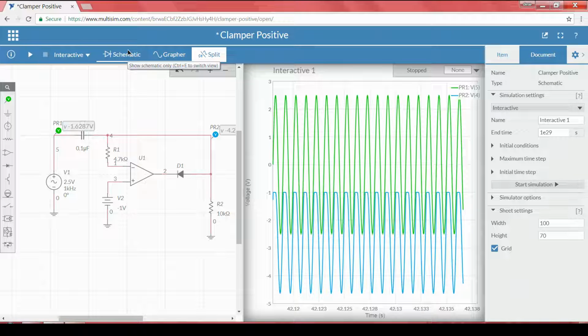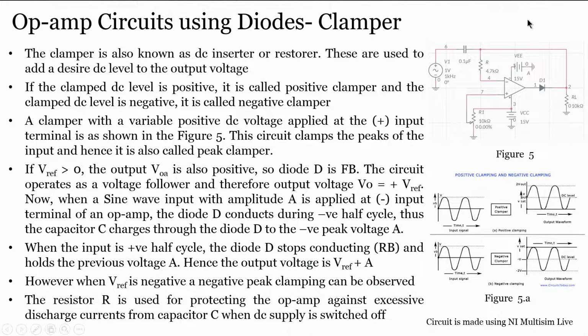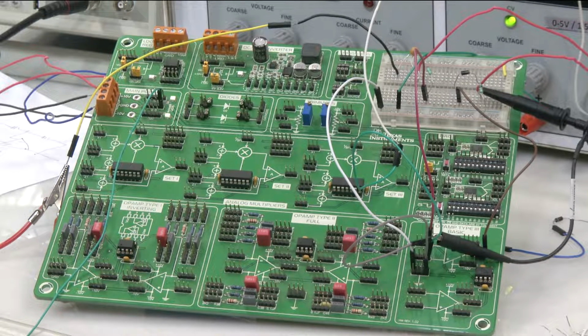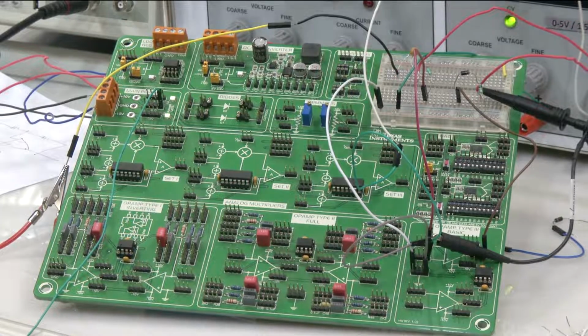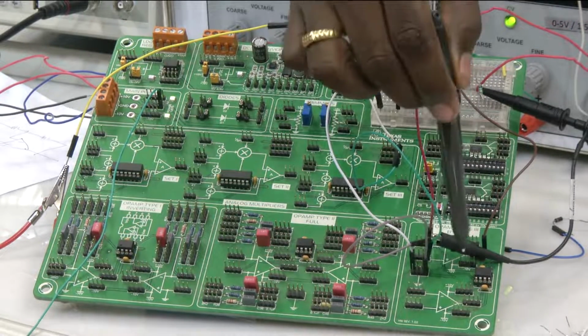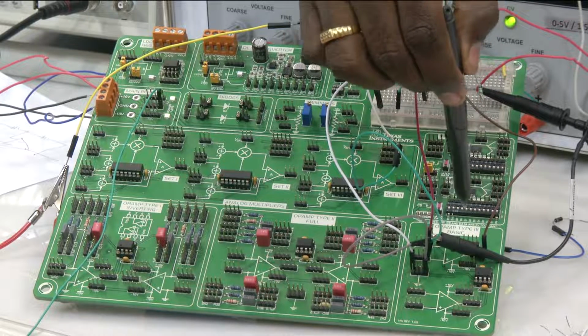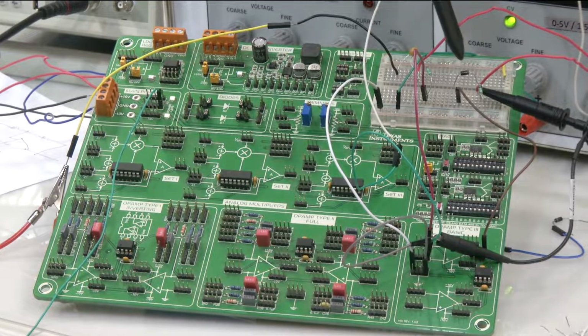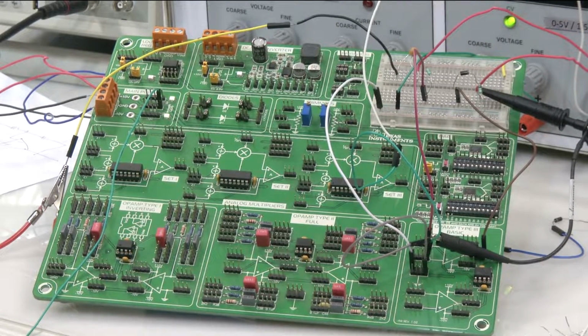We will compare the same simulation results with our experiment. In order to understand how exactly this positive clamper circuit works, we will construct the same circuit using the TI board. The positive clamper has been connected using this particular part. This is an op amp, and in this case we are using a single op amp, one side of the TL082, and this is the diode we have seen, and the capacitor and the resistors.